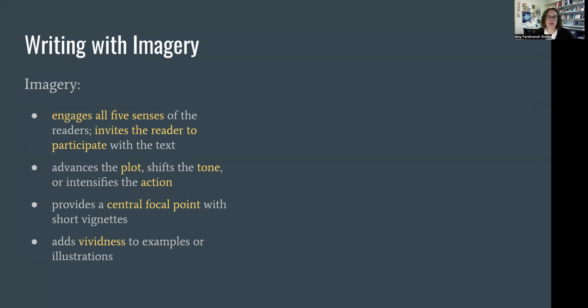Imagery can also provide a central focal point with short vignettes. You can create short scenes that convey a lot of information about what you're reporting on or the story that the characters are experiencing. And finally, it adds vividness to examples or illustrations. It gives readers a way to see and experience what you're trying to convey through your text. It's the idea of showing rather than telling, and writing with imagery is one of your key ways of doing that.